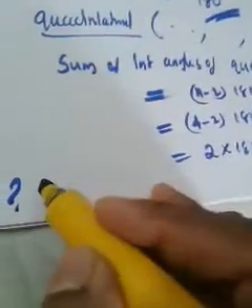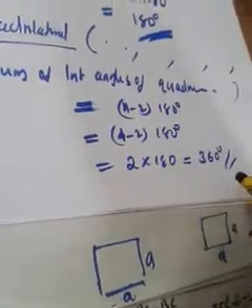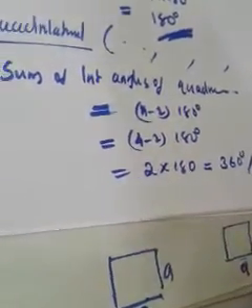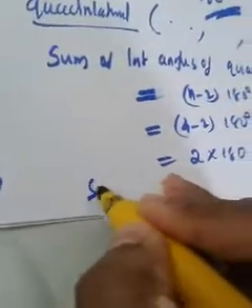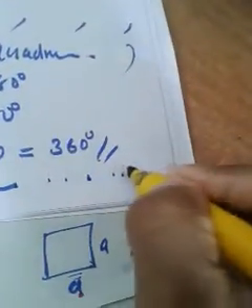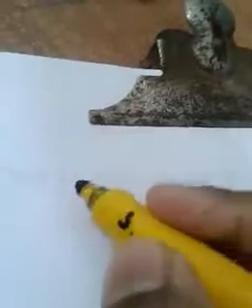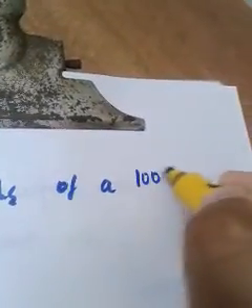What will be the sum of interior angles of a polygon with 100 sides? This is your question. Please write it down. So here we are supposed to calculate the sum of interior angles of a 100-sided polygon.